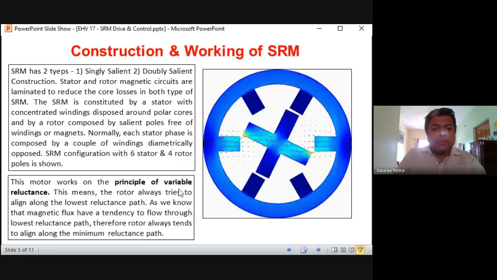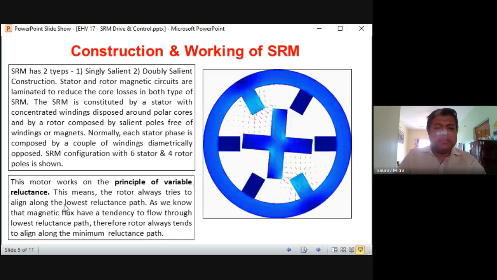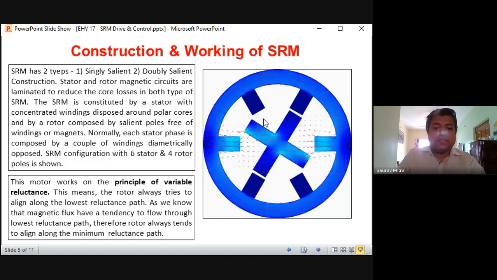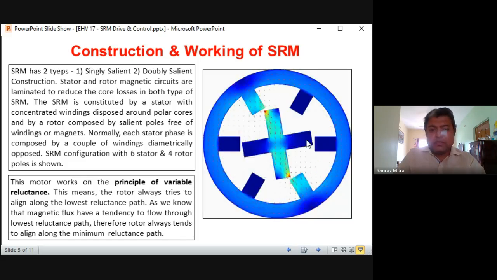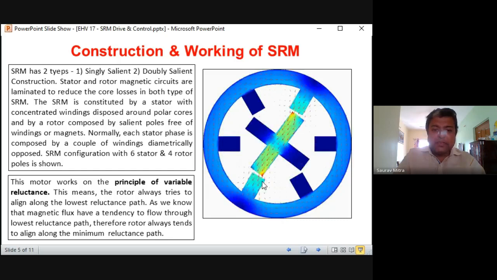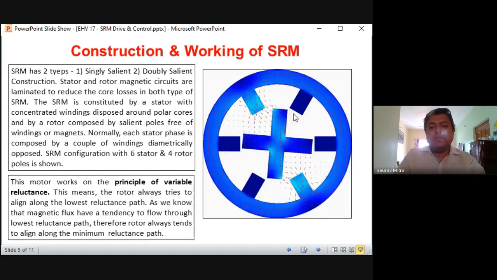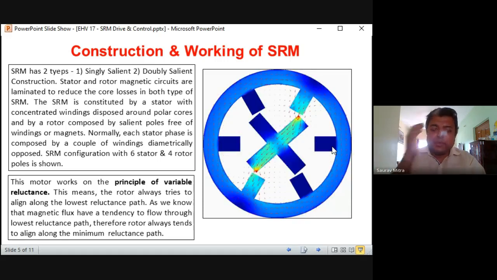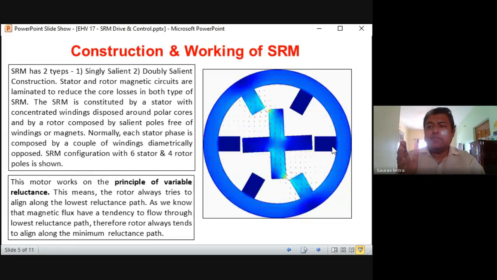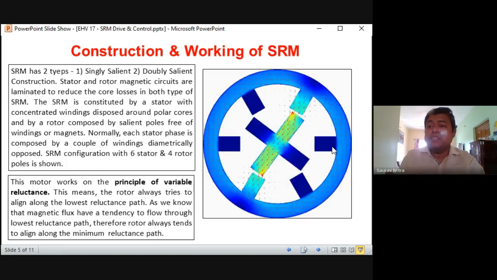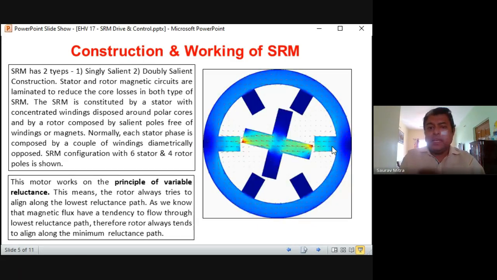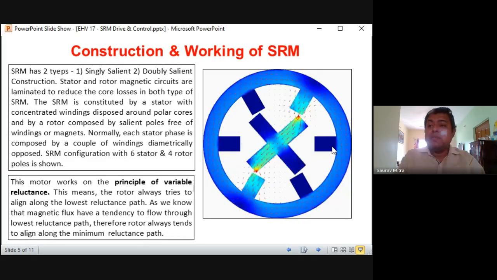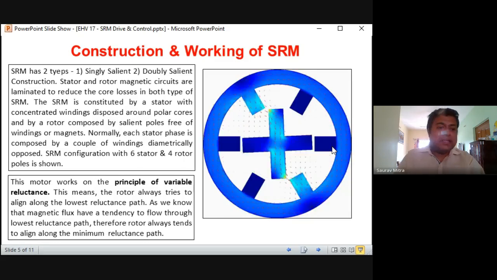The motor works on the principle of variable reluctance. It is already mentioned. This means the rotor always tries to align itself along the lowest reluctance path. So this is what it is doing. You can check: if you just track one point, you'll find that it is always trying to go to the next pole along the least reluctance path. And inertia takes it. So as soon as it aligns perfectly to the least reluctance path, why does it move further? Because of inertia. And as soon as it moves, the alignment is disturbed, so it tries to go to the next best reluctance path position. So like this it goes on.